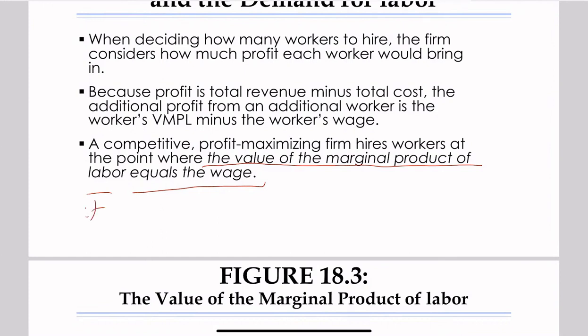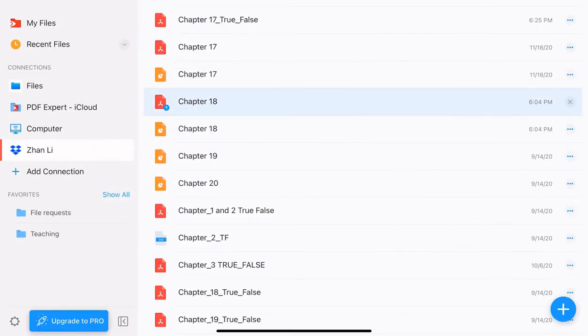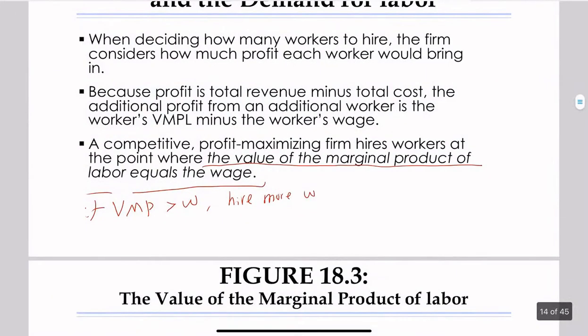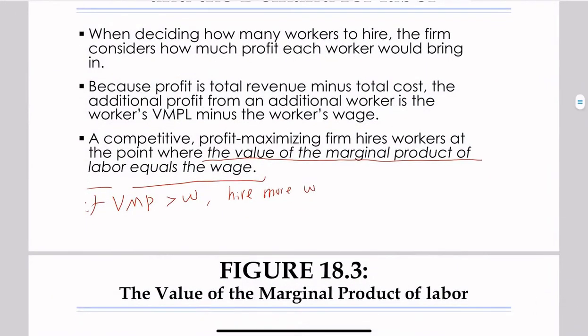Let's look at some other cases. So if value of marginal product is larger than wage, right? What does this tell you? It tells you that the revenue you can get from one additional worker is larger than the cost you have to pay from one additional worker. So this means you should hire more workers. Okay, so this means you have to hire more workers.